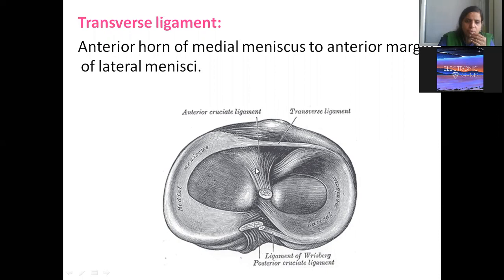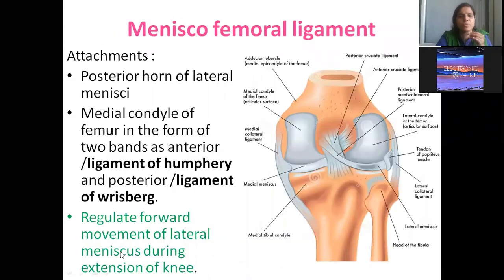This is the anterior cruciate ligament. This is the posterior cruciate ligament. Bridging the two menisci, medial and lateral, you have a ligament called the transverse ligament. The anterior horn of the medial meniscus and the anterior margin of the lateral meniscus are connected by means of the transverse ligament, like we had one transverse acetabular ligament in the hip joint also.